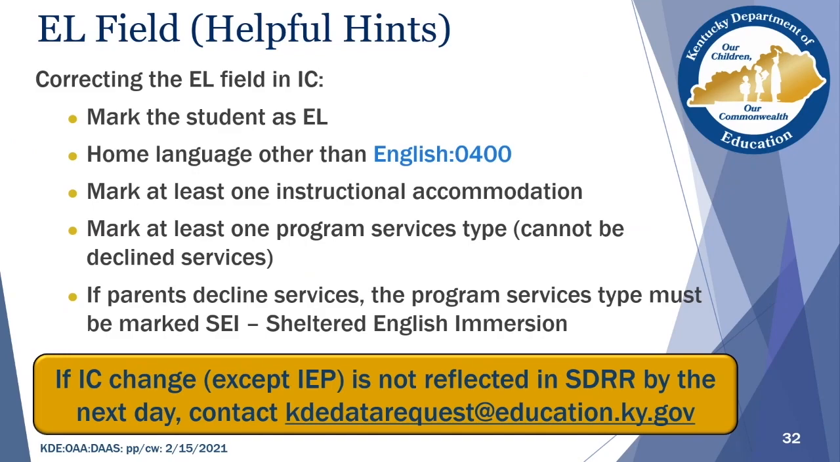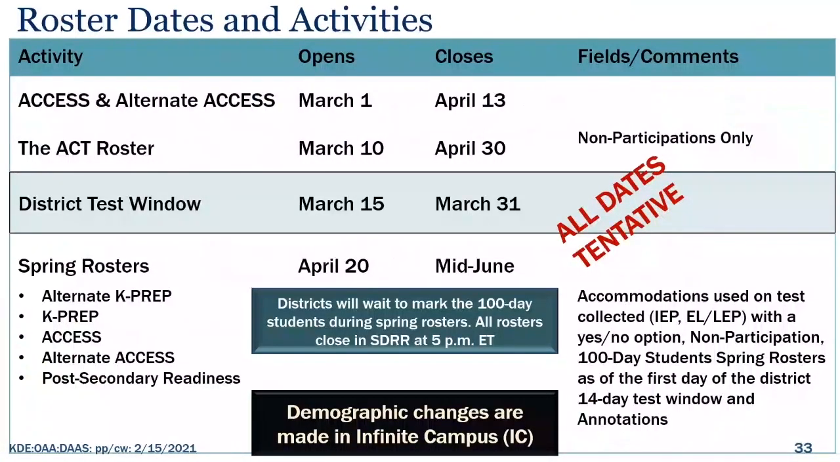To wrap up with one last look at when rosters are opening and closing this spring, it's important that everyone gets the rosters right. The annotations area on each roster is for district use only and completely optional. The ACCESS, alternate ACCESS, and ACT rosters are not pre-populated with student names. You will add a student as needed and enter the medical, non-participation, or other non-participation reason for these assessments. Some of the non-participations available are medical, absent on testing day, first year EL, etc. Each assessment roster may vary in the list of non-participations.